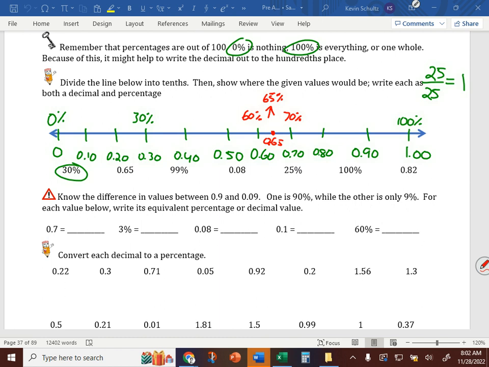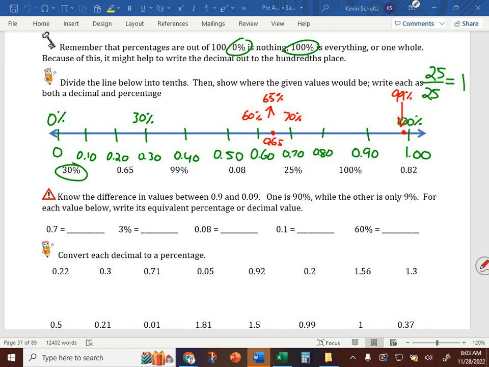How about 99%? Go ahead and mark 99% on your own number line. Where's 99% going to be? Is it way on the left, or way on the right, or kind of in the middle? 99%. Mia? Way on the right, okay? 99% is going to be like right here. It's very close to 100%.